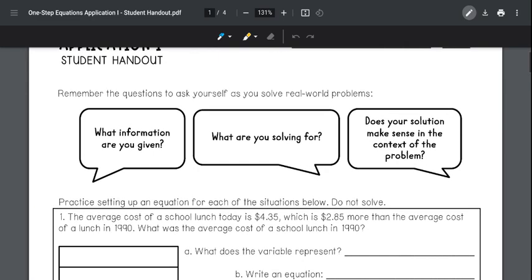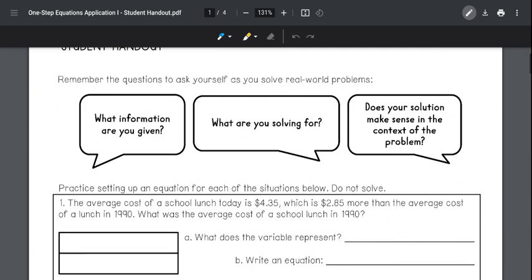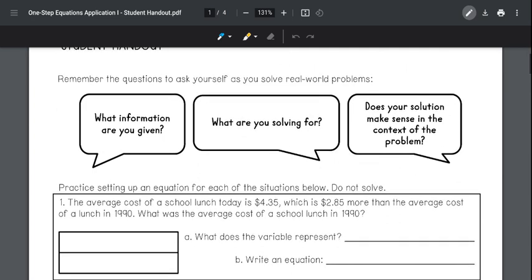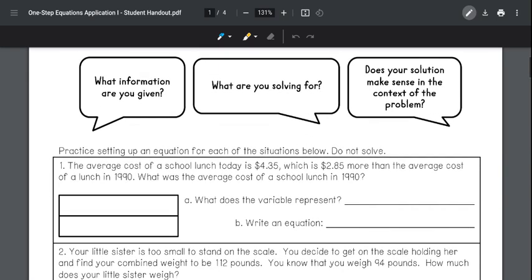All right, starting off, it says remember the questions to ask yourself as you solve real-world problems. What information are you given? What are you solving for? Does your solution make sense in the context of the problem? So the first thing we're going to do is practice setting up an equation for each of the situations below, not solving them. Okay, so just figuring out the pieces and parts in order for us to be able to solve.